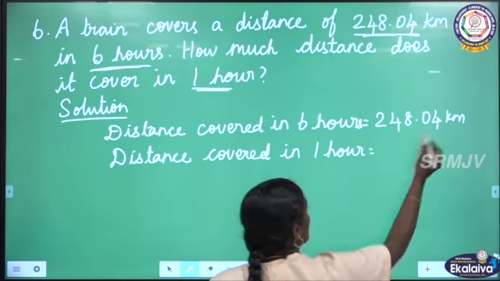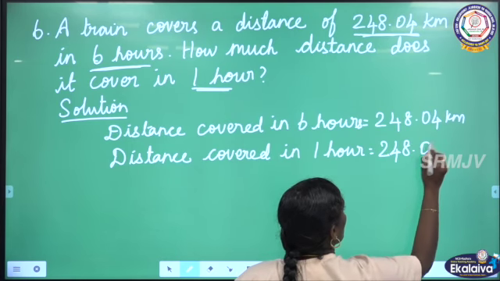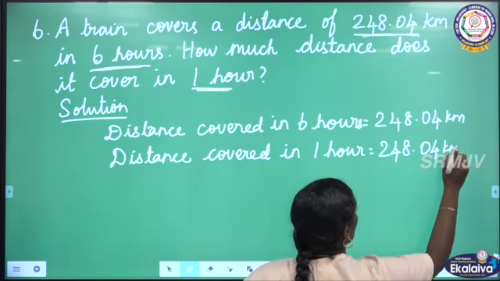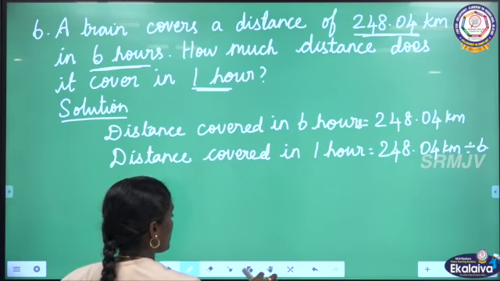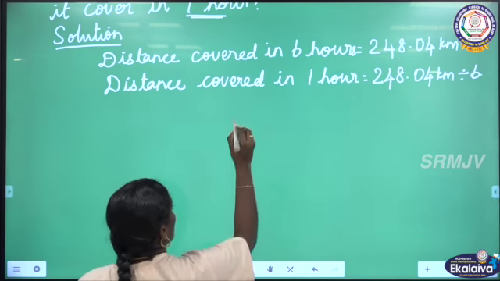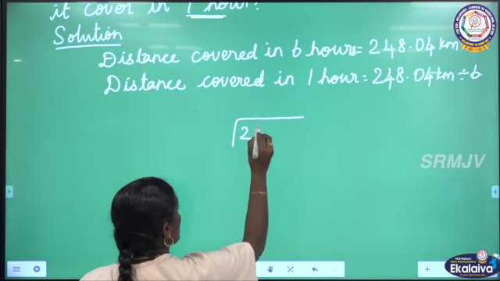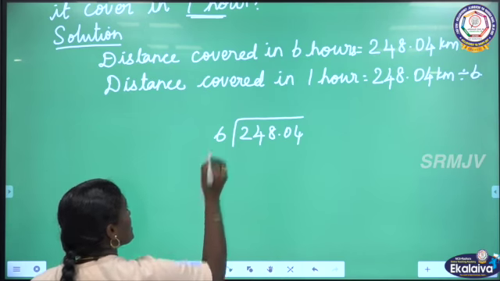Is equal to the distance covered in 6 hours, that is 248.04 kilometer divided by 6. Now we are going to do the division. The dividend is 248.04. The divisor is 6.